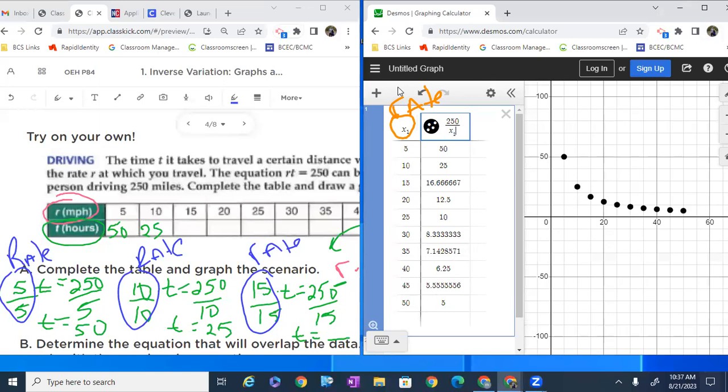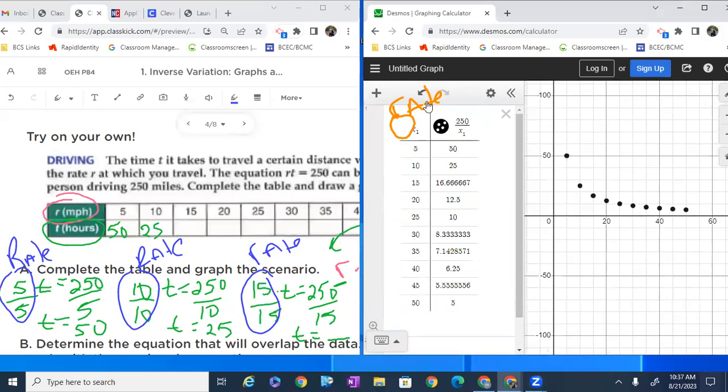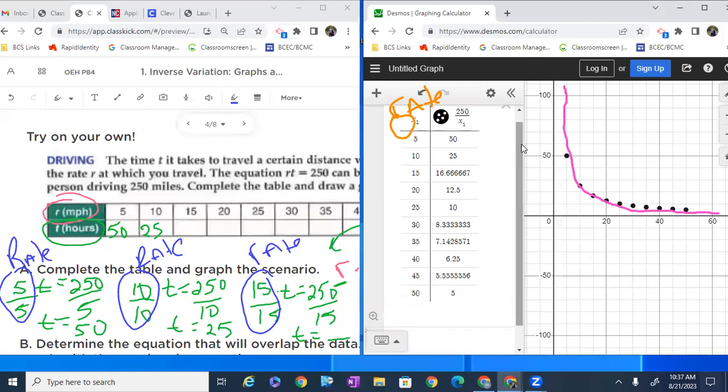One thing you're going to notice right away is that this curve is not linear. It's actually not even exponential, even though it kind of looks like it. It is simply an inverse variation curve, and it's going to work its way down and slowly approach 0.